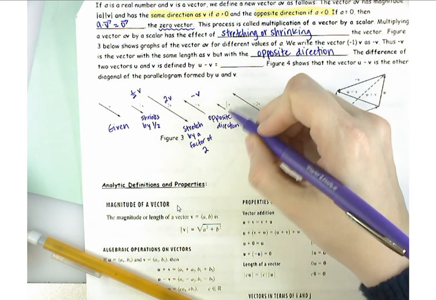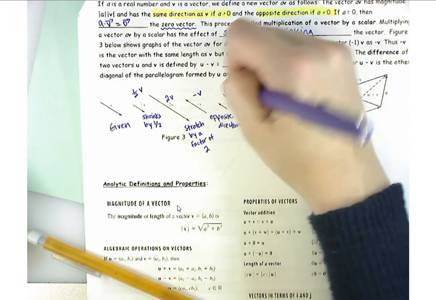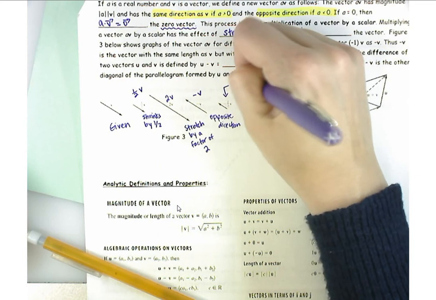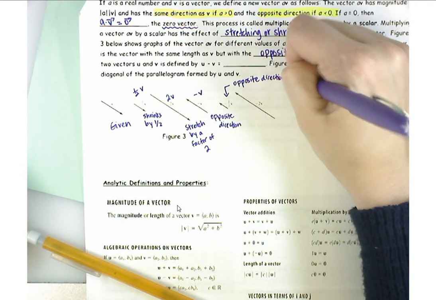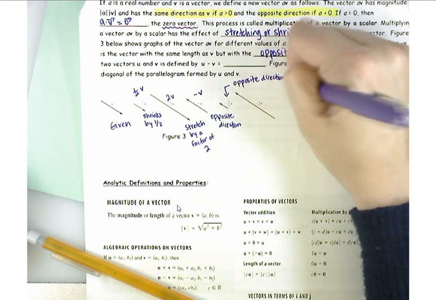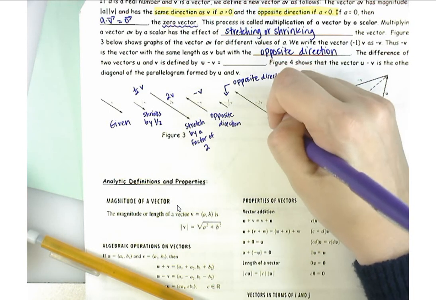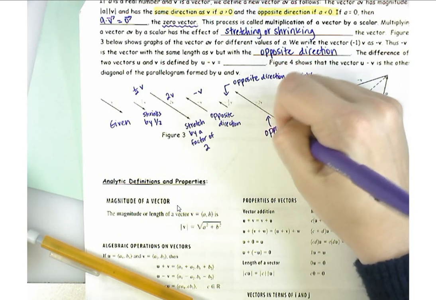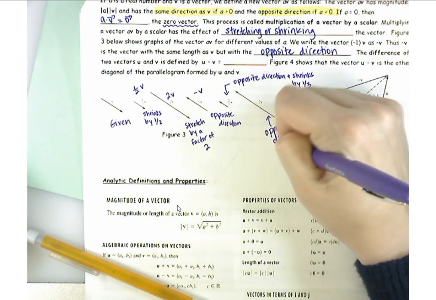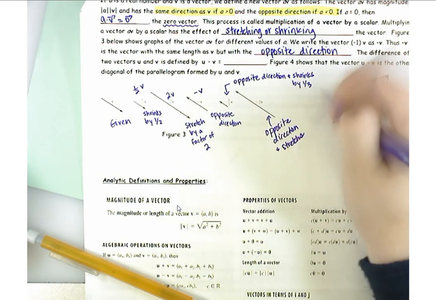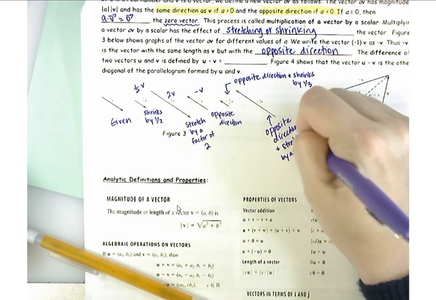Okay, this one says -1/3 V, and so this is going to go in the opposite direction, and it's going to shrink. It shrinks by 1/3. And then your last one is the opposite direction and stretches by a factor of 2.